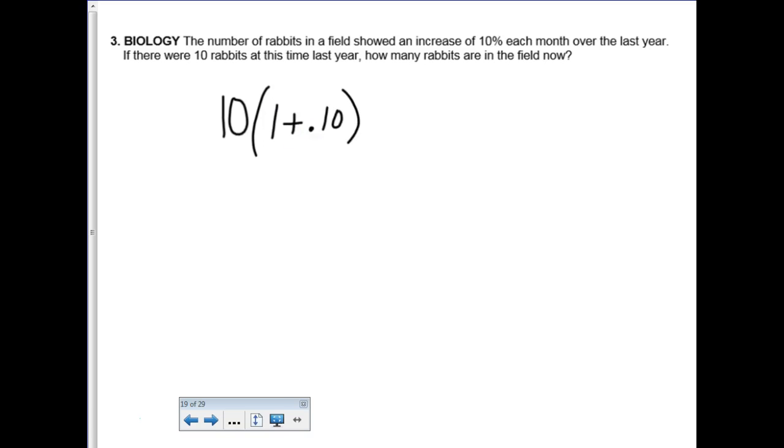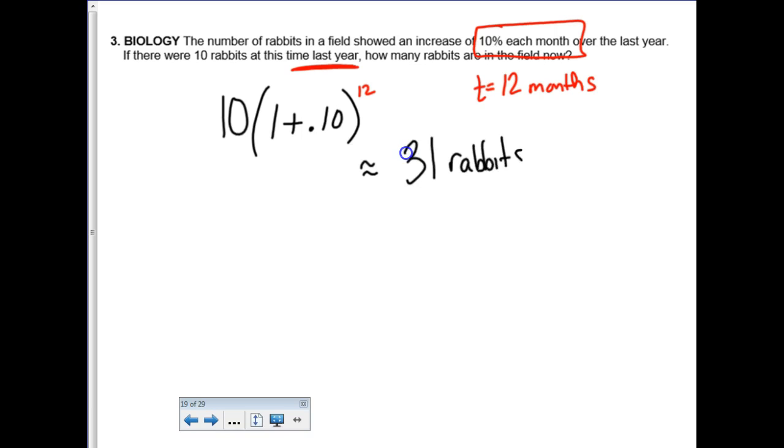Now, this is where I need you to be careful, guys. They increase 10% each month, and they let 1 year go by. So how much time has elapsed? 12 months. Very good. So you got to watch your labels here. So this is to the 12th power. Please round to the nearest whole bunny. I think it comes out to about 31 rabbits? All right, good. Oh, we're on good time. Let's keep going, 2B.